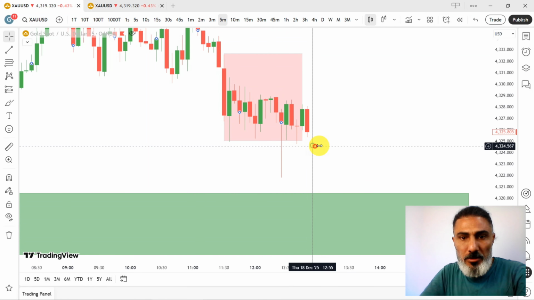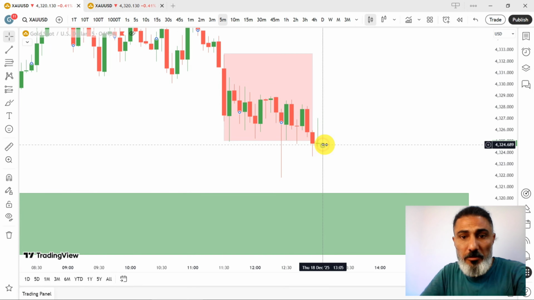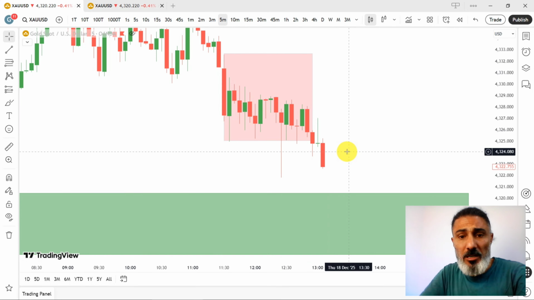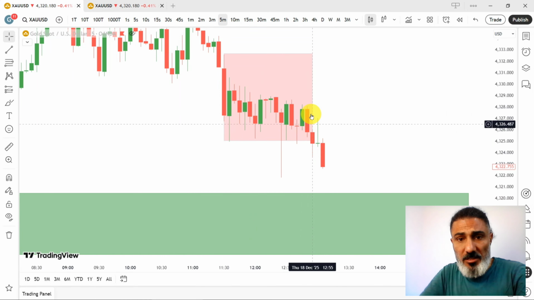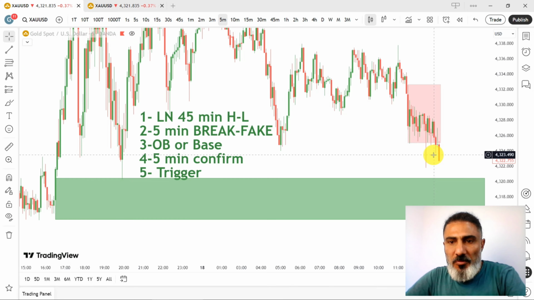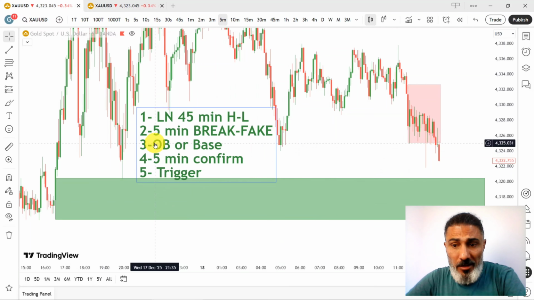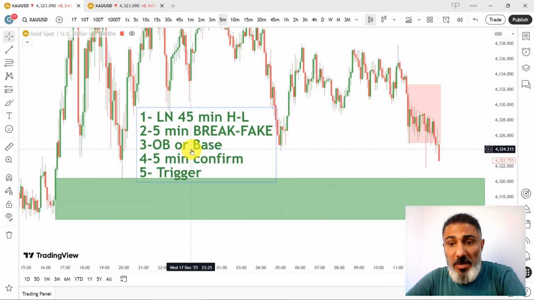I extend the zone. How about now? We don't know. How about now? Yeah, this is a valid breakout. When you have a valid breakout to either side, up or down, you must look for an order block or a base, any valid trading zone on top of or below your zone.